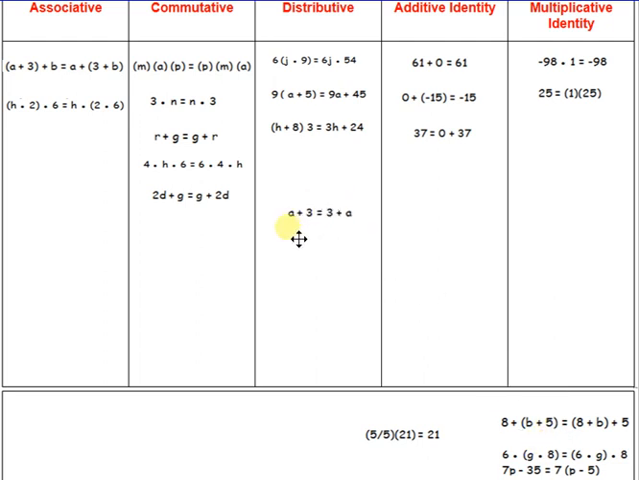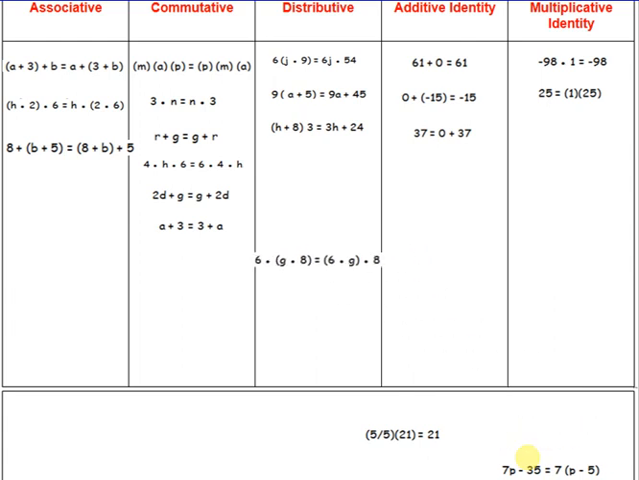Okay, here we have a plus 3 equals 3 plus a. So again, we're just switching the order. That's going to be commutative. This is a big one. 8 plus (b plus 5) equals (8 plus b) plus 5. So we have 8, b, 5, 8, b, 5. The order stayed the same, but what changed? The grouping changed. Here the parentheses are around b and 5, and here it's a and b. So this is going to be associative property.